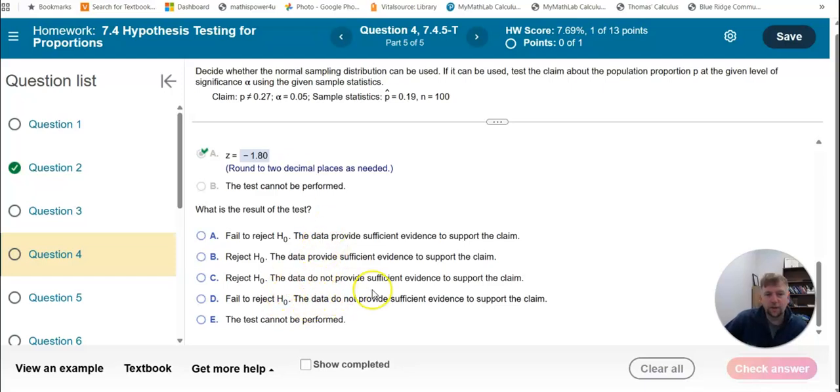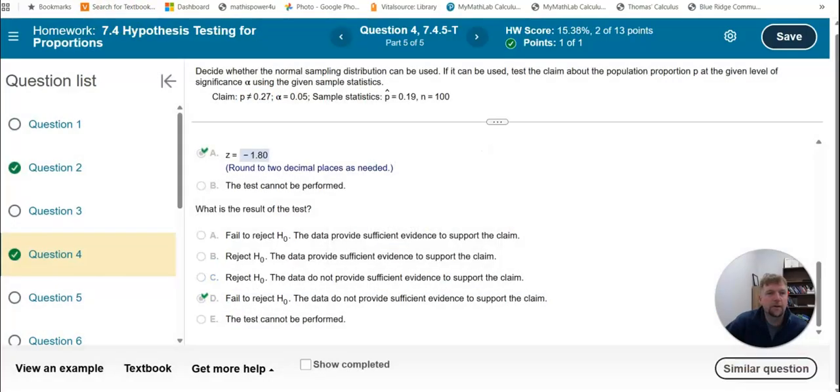All right, so the wording in typical is we fail to reject the null hypothesis. But in this case, the claim is the alternate hypothesis. So if we reject the null, then we have evidence that supports the alternate claim. So in this case, it's fail to reject because we don't have sufficient evidence to support the alternate hypothesis. So that's the reason why D is the answer.